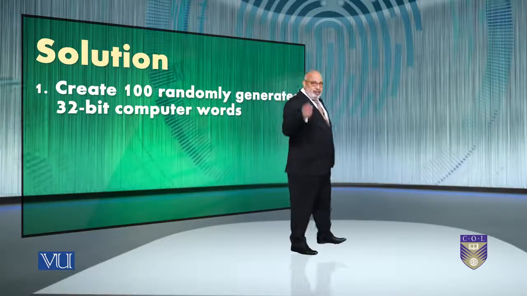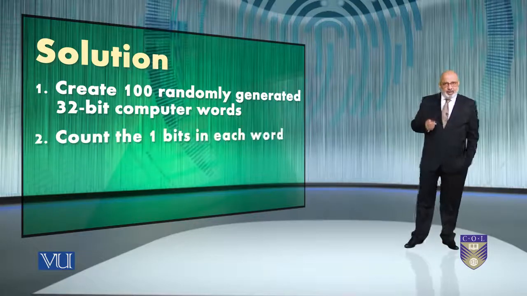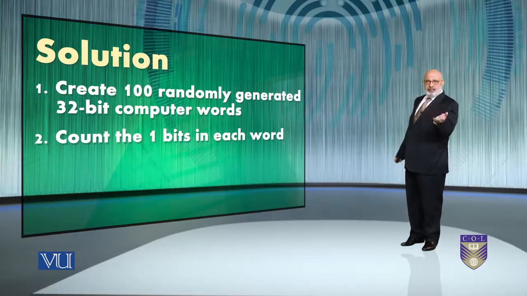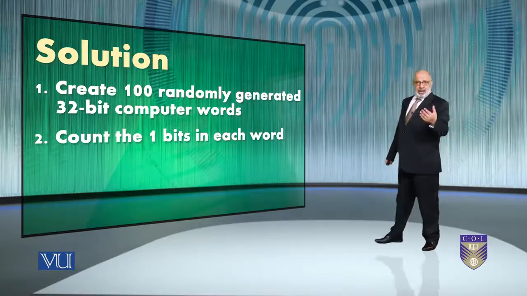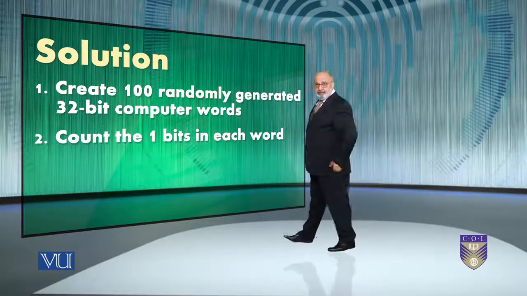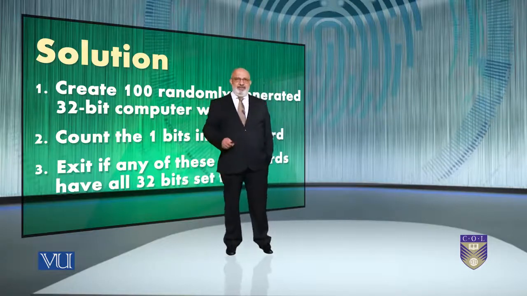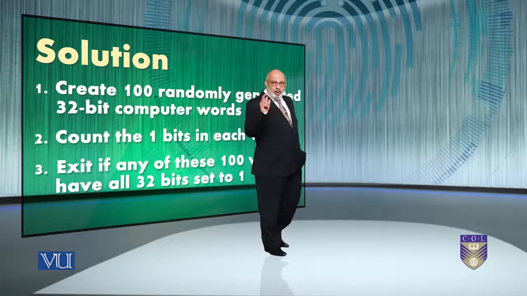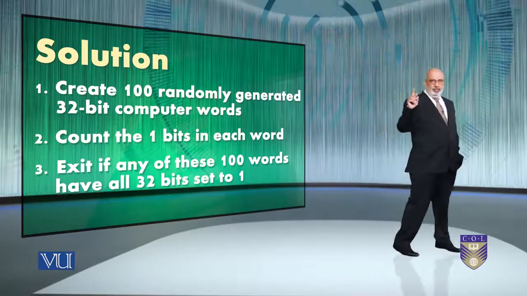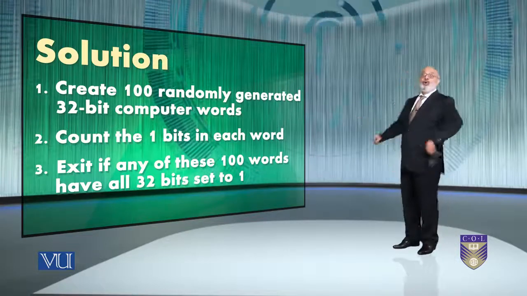All right, so what do we need to do with those 100 randomly generated 32-bit words? For each word, count the number of ones in there. Simple as that. Just pick up the 100 words, start looking from 1 to 100. Look at the binary representation, and count the number of ones in each of them. Exit, close your search if any of these 100 words have all 32 bits set to 1. As I said, there'd be only one such word. Multiple words would mean the same thing if they have all ones.